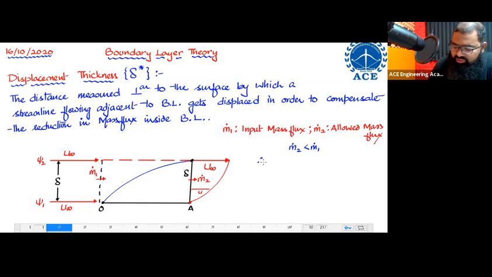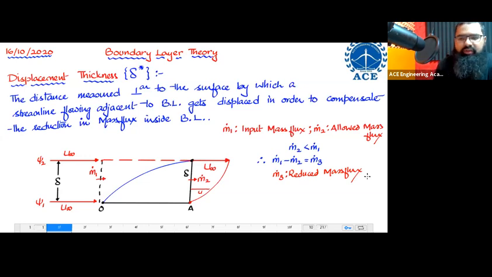Therefore, there has to be some difference. The difference is m dot 1 minus m dot 2, which is equal to m dot 3. And this m dot 3 over here is known as reduced mass flux.